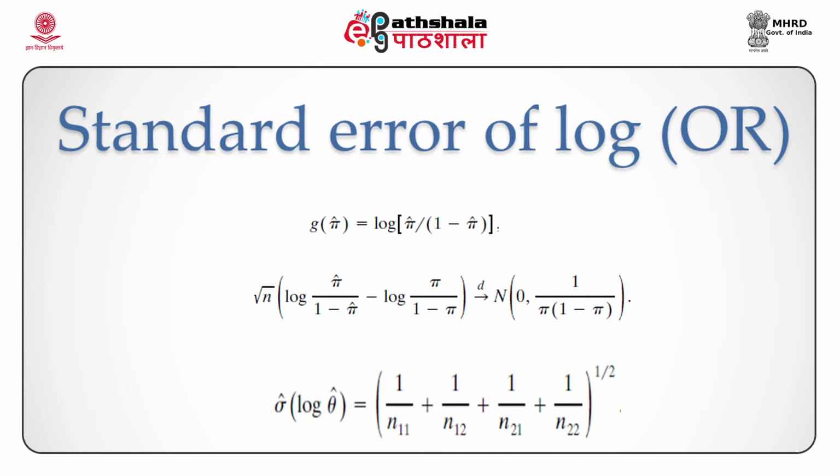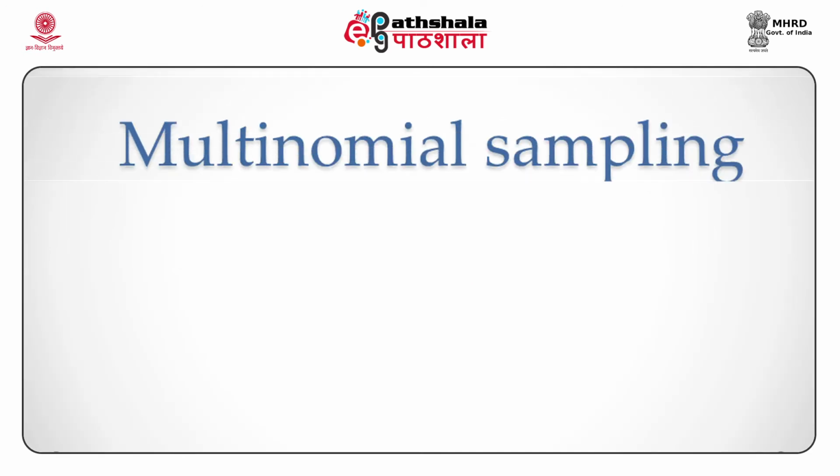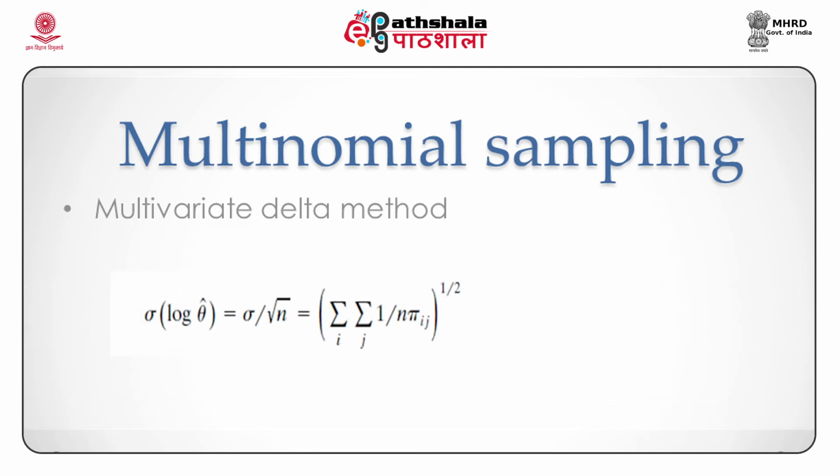Now sometimes we have multinomial sampling, and in this case also we can get the standard error of the odds ratio using the multivariate delta method. So now there will be a covariance term, and it is possible to show that the formula generalizes to standard error of log odds ratio equal to summation over i summation over j of 1 over n pi ij, whole to the power half.